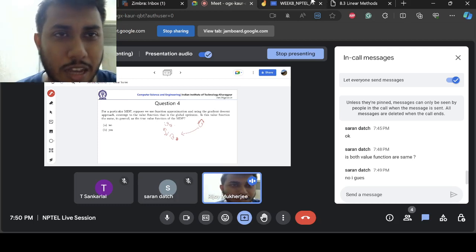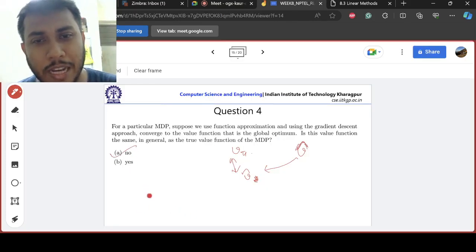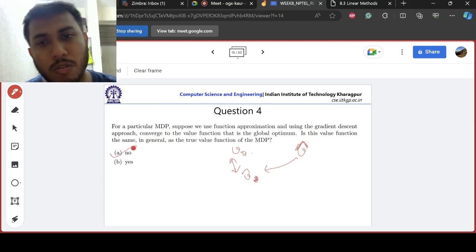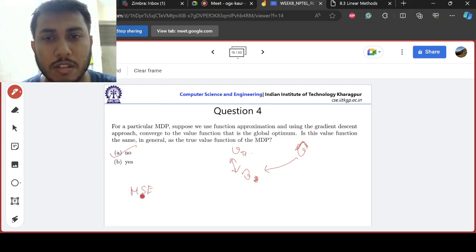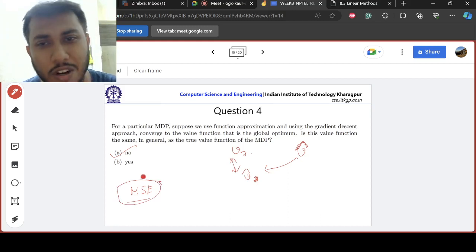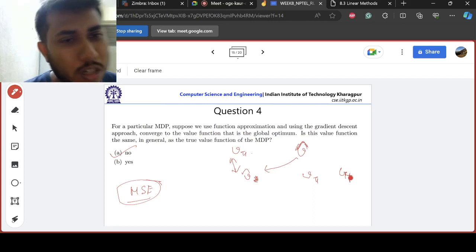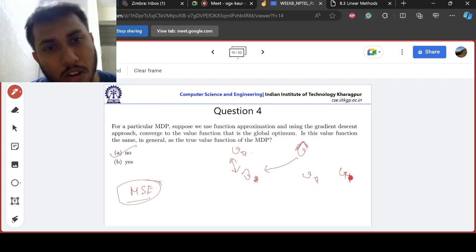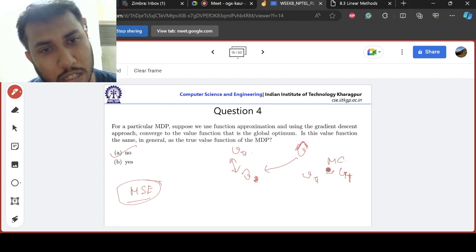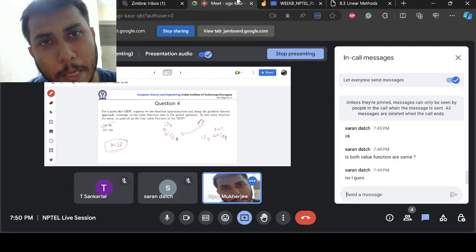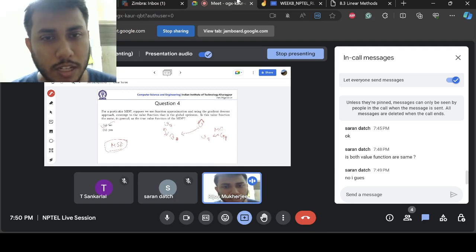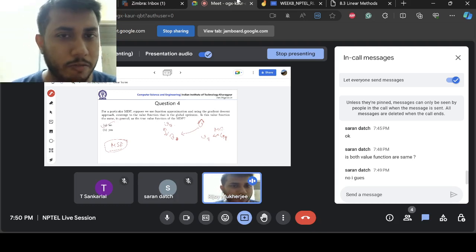So the answer is actually no, because when you are trying to reduce mean square error, let's not look at that. Suppose you have V pi, and you have G_t, typically from Monte Carlo. So is G_t and V pi the same? No, because G_t was an unbiased estimation of V pi.